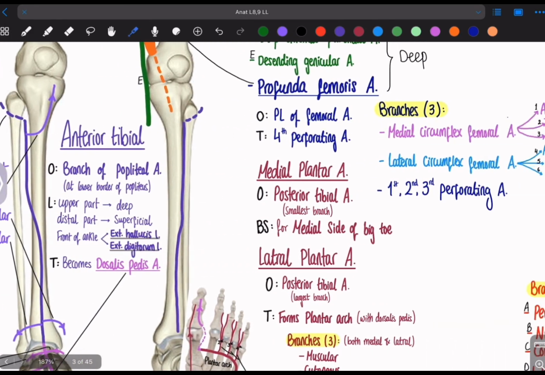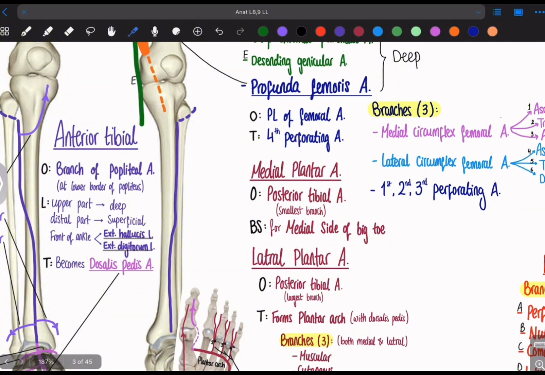What about the landmark? Where exactly does it go? In the upper border, it is deep. Once we start moving downwards and going towards the foot, it starts becoming more superficial.